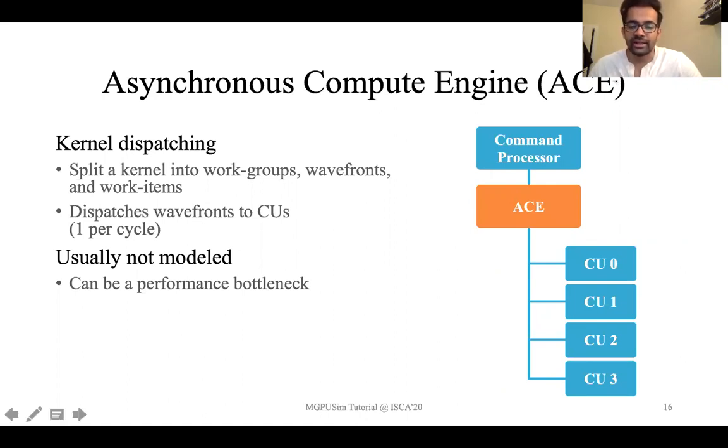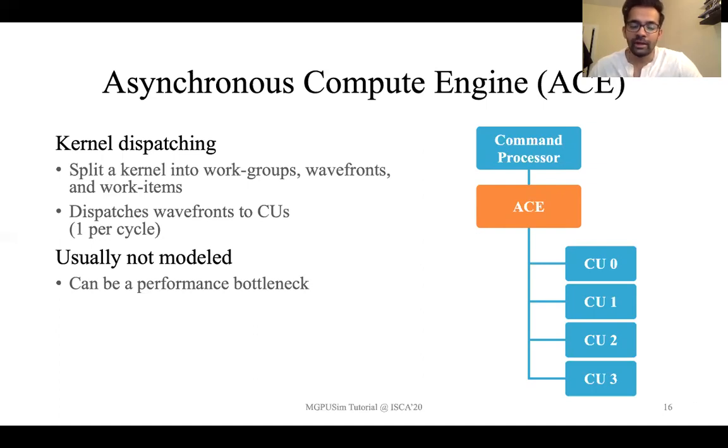This ACE is responsible for splitting a kernel into work groups, wavefronts, and work items. The ACE is responsible for dispatching the wavefronts to CUs based on whether the CU can accept that wavefront for execution or not. The rate is that it can dispatch one wavefront per cycle. So it's very important to model the asynchronous compute engine, because otherwise we will not be able to study the performance bottlenecks that usually accompany dispatching.